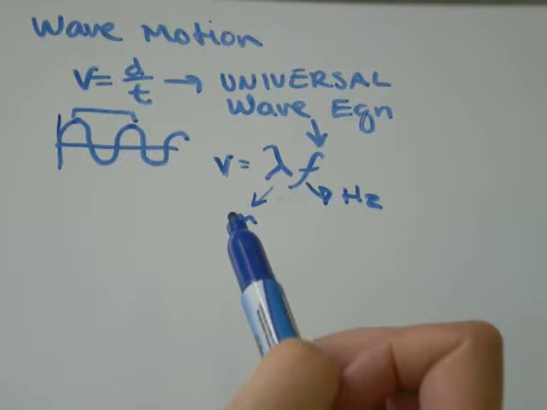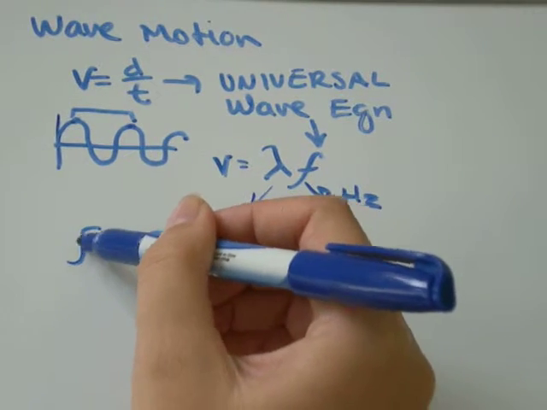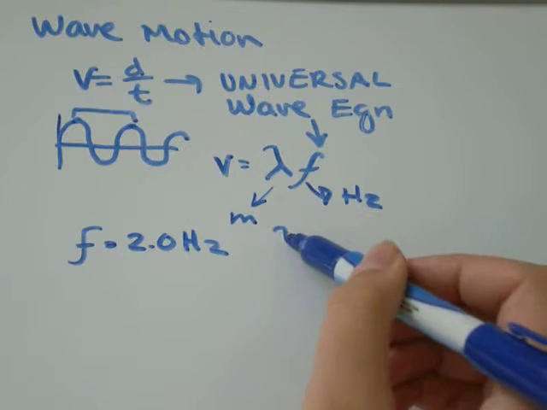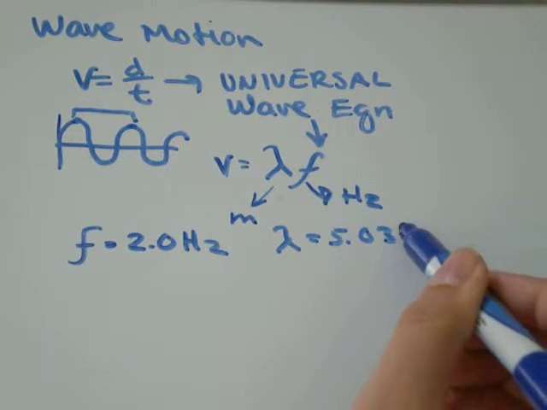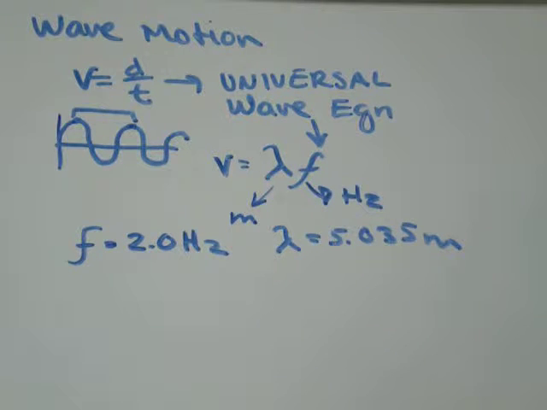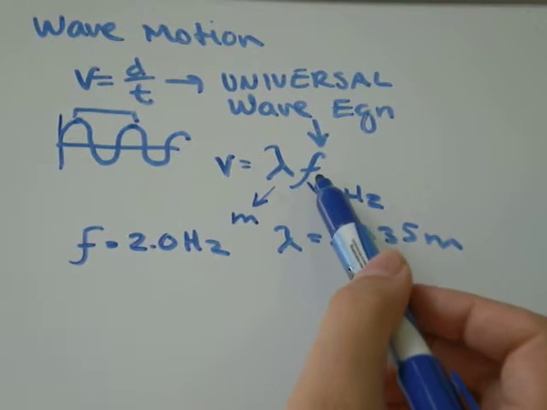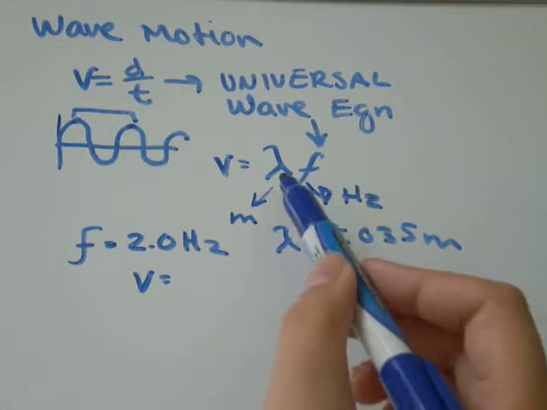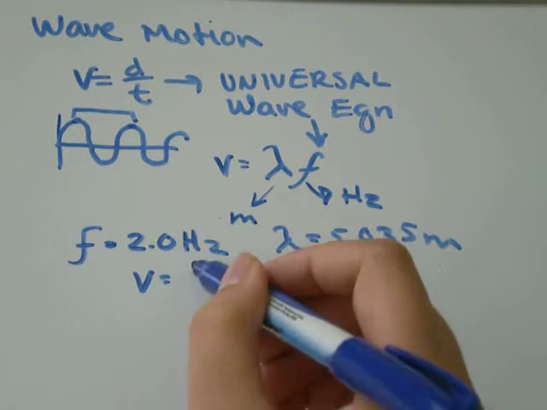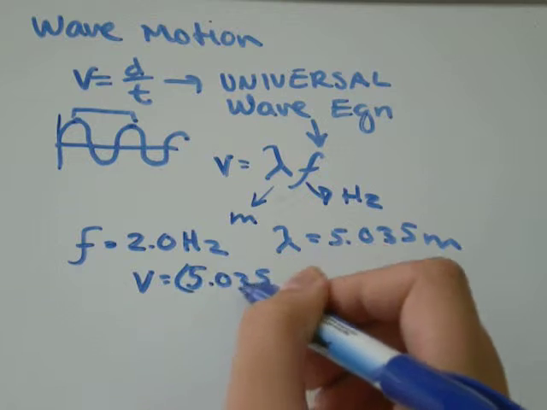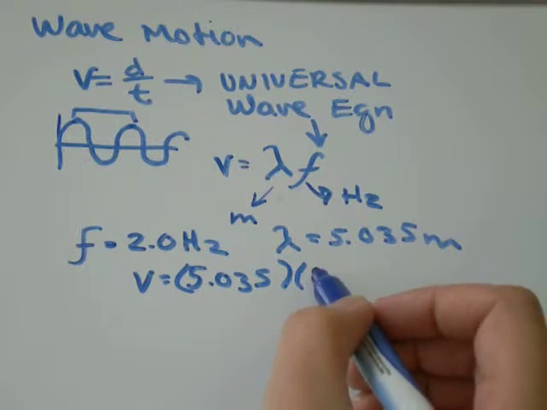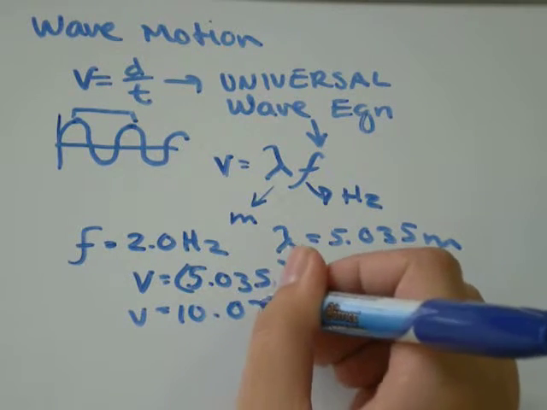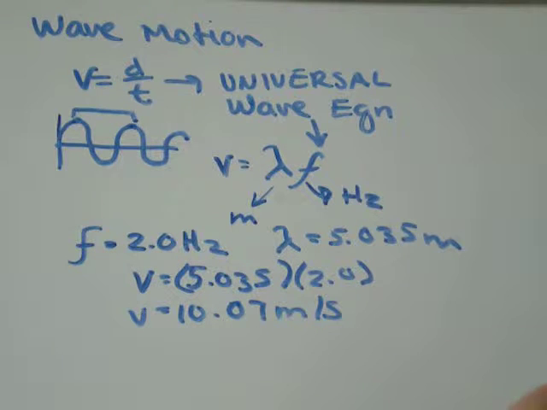So let's say you have a question, and it says a wave has a frequency of 2 hertz and a wavelength of 5.035 meters. Find the speed of the wave. All you need to do is plug in everything you know for the formula and solve for your unknown. Velocity, that's what we're asked to find, is equal to lambda, wavelength, 5.035 meters, times frequency in hertz, 2.0 hertz. Multiply those together, and you get the speed of the wave is about 10.07 meters per second.